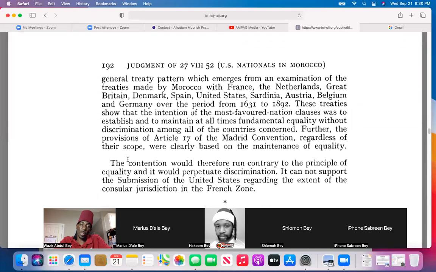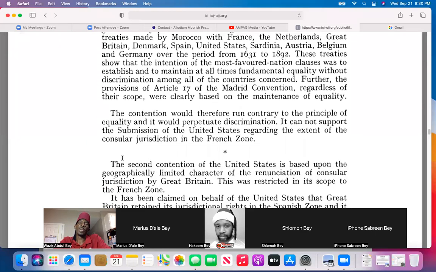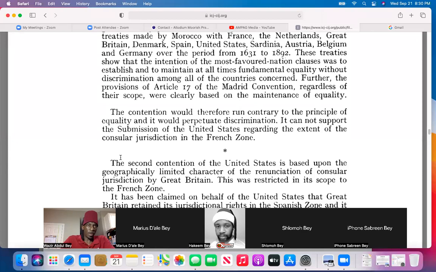So everybody got the same most favored nation clause because it's based on equality. Can't give it to one and not the other. Everything was operating in like manner. So if you've got 10 signatory powers to a treaty, you can't discriminate, right? If one gets the most favored clause, then all of them do. That's what I'm reading there. The contention would therefore run contrary to the principle of equality, and it would perpetuate discrimination. It cannot support the submission of the United States regarding the extent of the consular jurisdiction in the French zone.